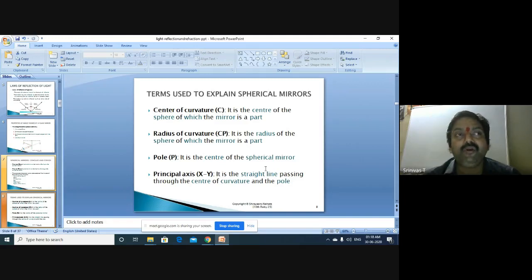Now coming to a very important definition called the pole. Because we have only curved mirrors, either convex or concave, we take their curvatures. Therefore, the geometric center of the mirror surface is said to be the pole. It is the center of the spherical mirror. Now, the principal axis is an axis which passes through the pole and the center of curvature.